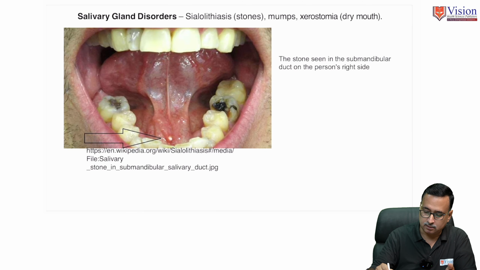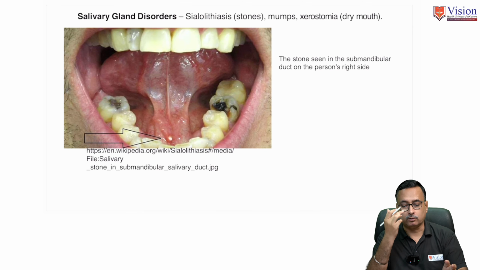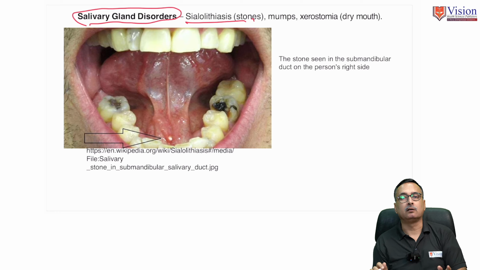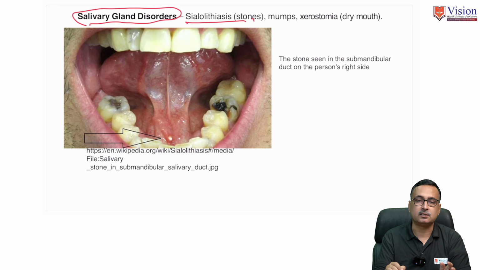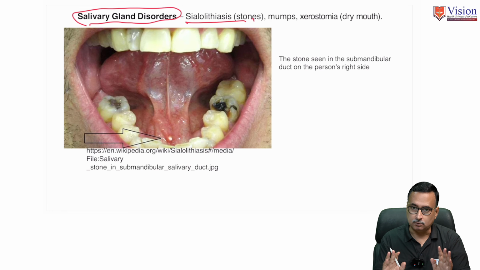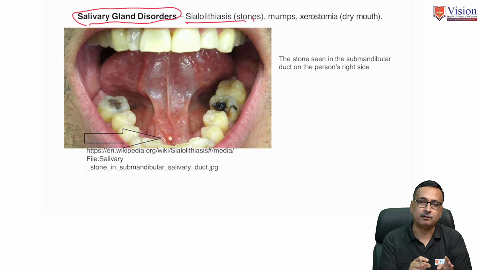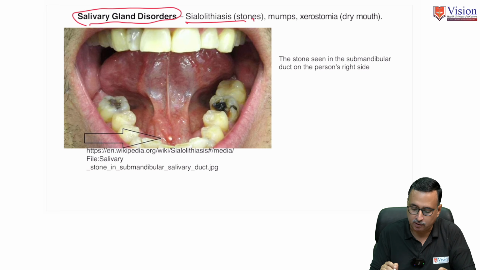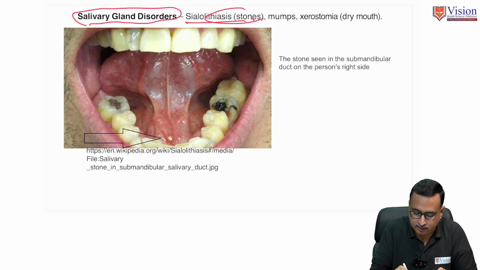So let's discuss another disorder affecting the oral cavity. This disorder is primarily linked with the salivary glands and their ducts. This is sialolithiasis, an abnormal process of formation of calcified substances, that is stones, that may be either in a salivary gland itself or, most probably, in the salivary duct. This is one point we call sialolithiasis.